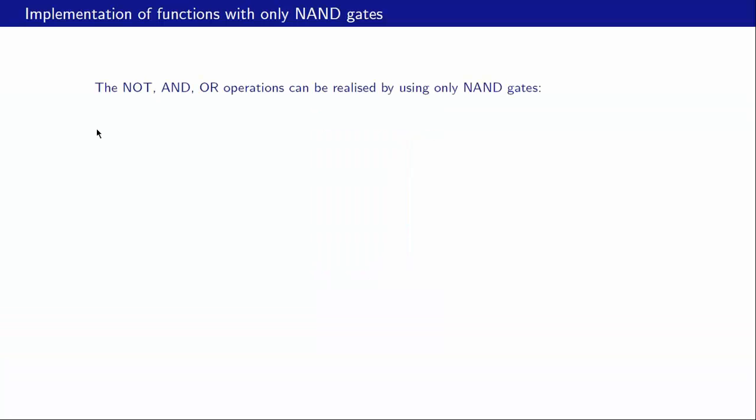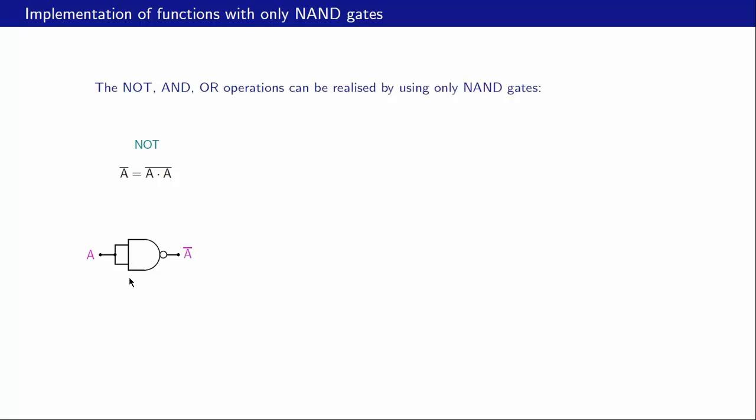Let us now look at implementation of logical functions with only NAND gates. It turns out that the NOT, AND, OR operations can be realized by using only NAND gates. And let us look at these one by one, starting with the NOT operation.